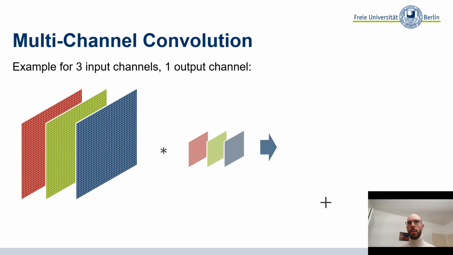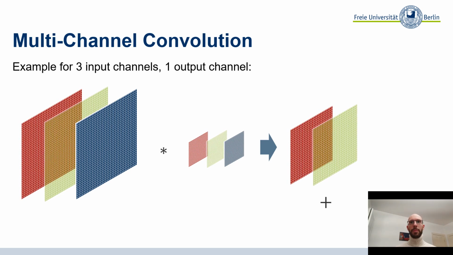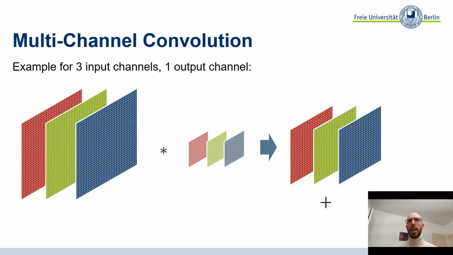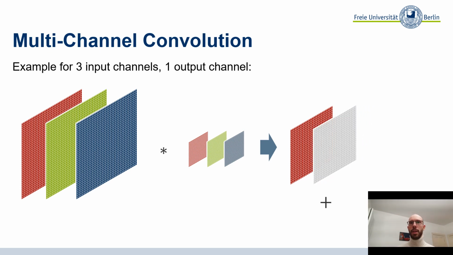And now each of those kernels is going to be convolved with the respective input. So the red kernel gets convolved with the red input channel, the green kernel gets convolved with the green input channel, and so on. So we get 3 convolved images, and now we just sum all those images together to get 1 single output image with 1 single output channel.